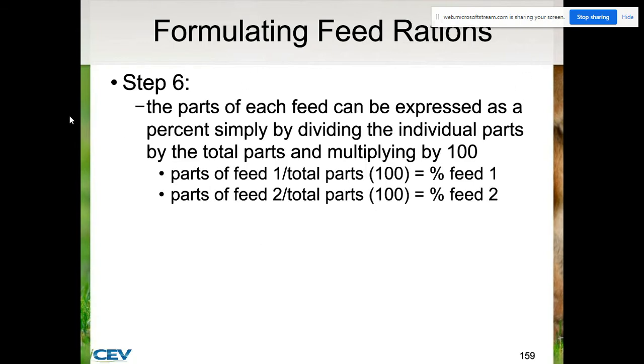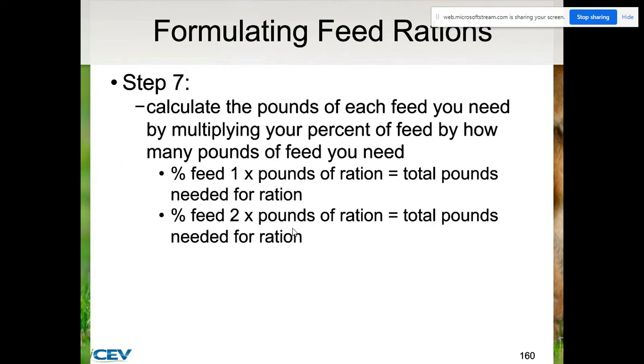Once you get to the total parts, you will divide. You'll take parts of feed number one divided by total parts, and that is the percentage of feed number one. So if it's 50 parts of feed number one divided by 75, that equals the percentage of feed one. Same thing for the parts of feed two.